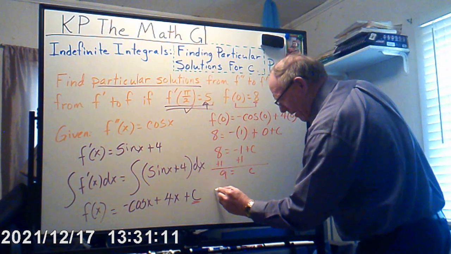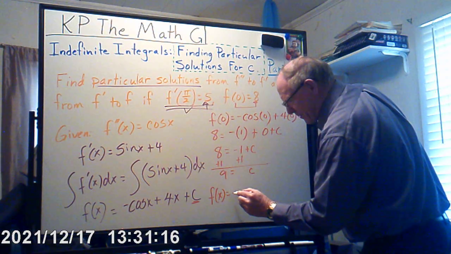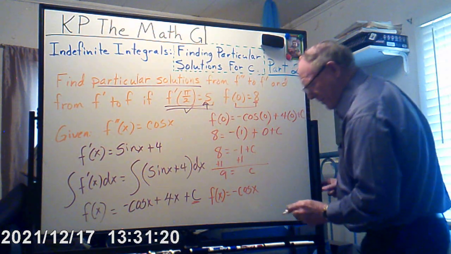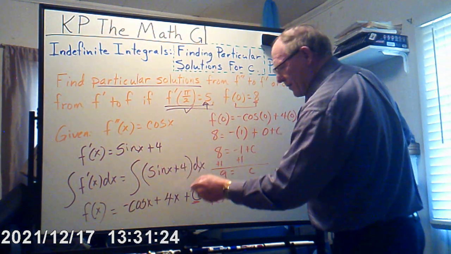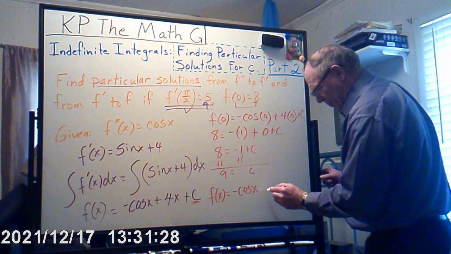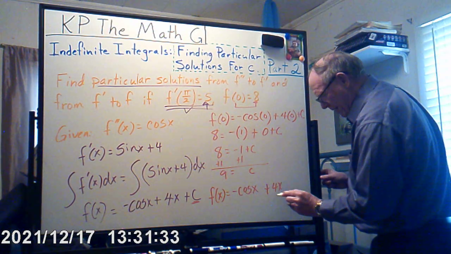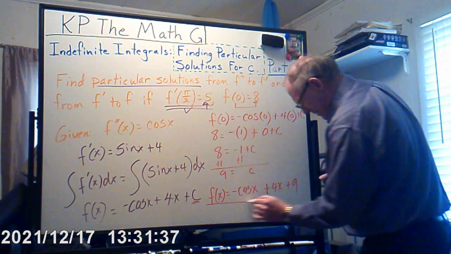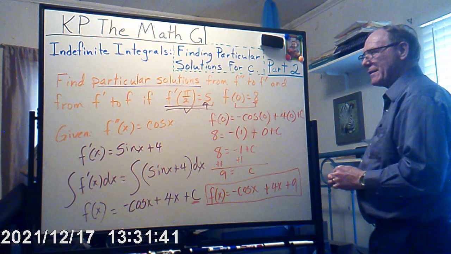So now f at x is equal to negative cosine x. Now remember, don't put anything in place of these x's. Don't put the 0 there. You use the 0 to get the 9. Alright, so plus 4x, plus 9. And that's it. That's the final answer that we're looking for here.